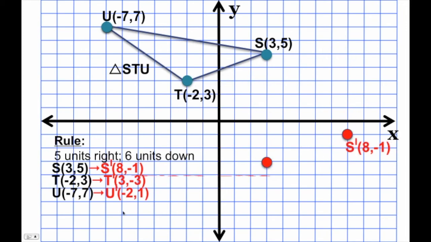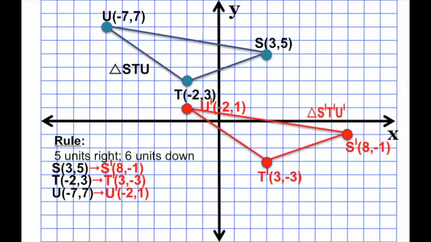We plot our points, S prime, T prime, U prime, and that gives us our image. Remember, our original shape here is called the figure, STU. This is figure STU. Our translation of that figure is called the image. So this is image S prime, T prime, U prime.